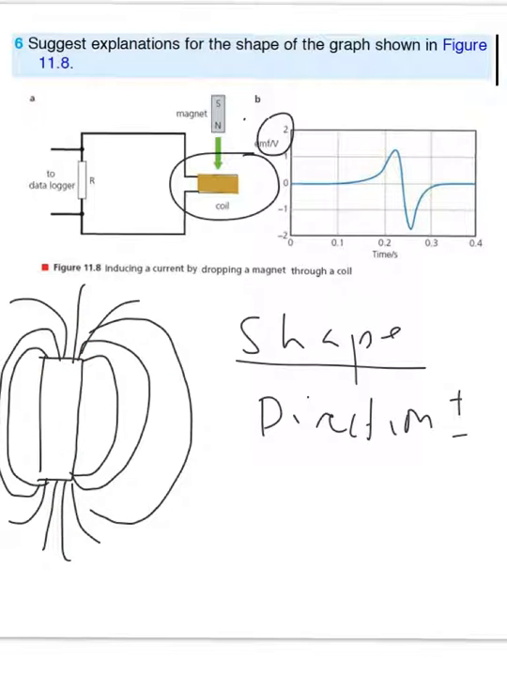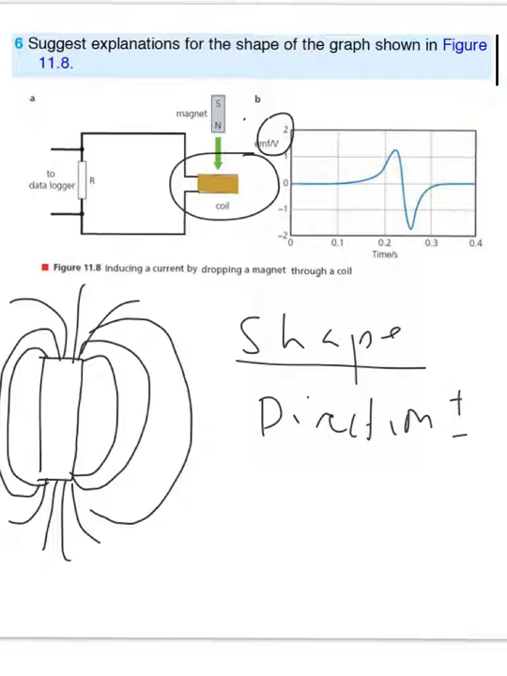So therefore you get a peak. And then as the magnet falls through and starts to move away from the coil, then the number of lines in a space is less and you cut less. And so therefore it goes back to 0.